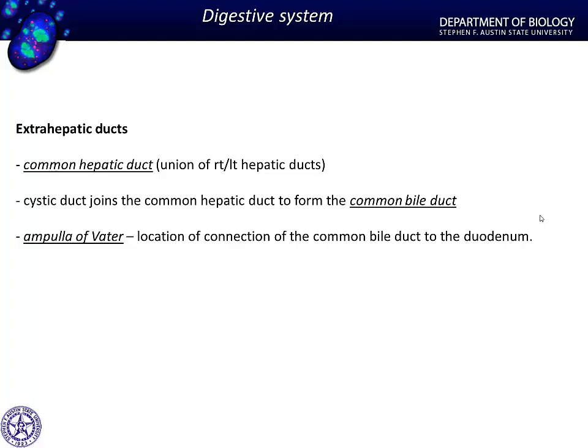Now, a lot of times when we think of vessels and flow, we think of unidirectional. Well, bile is going to be able to move in two different directions. Now, mostly coming from the liver, the bile is moving from the liver toward the gallbladder or the common bile duct to go to the duodenum.